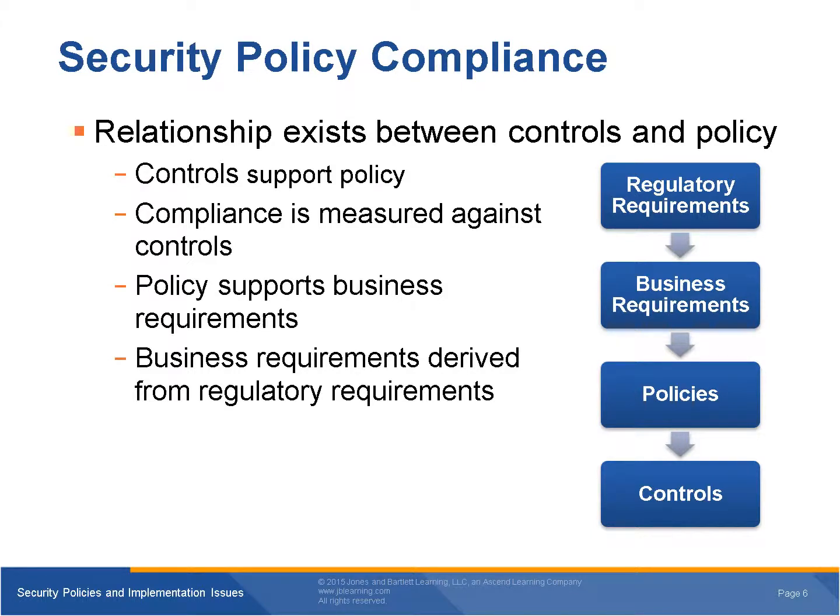So a relationship exists between controls and policy. Controls support policy. Compliance is measured against those controls. The policy supports the business requirements, and the business requirements are derived from the regulatory requirements.